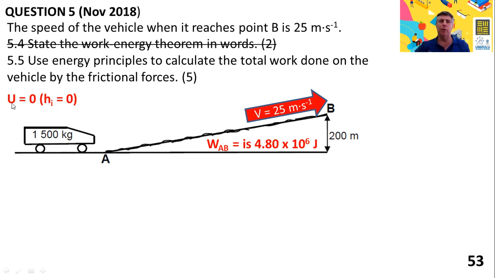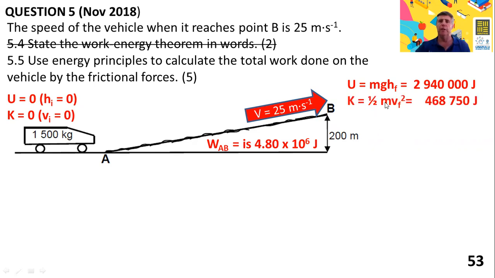At the beginning, we know that the potential energy was 0 because the initial height was 0. We also know the kinetic energy was 0 because the initial velocity was 0. At point B, we know the potential energy. We can calculate it quite easily because the height is 200 meters, and that was 2.94 million joules. We can also calculate the kinetic energy because we know the final velocity, and that was 468,750 joules. So the mechanical energy at the start was 0. Mechanical energy at the end was 3.408750 million joules. And that was the amount of work that was done by the applied force.